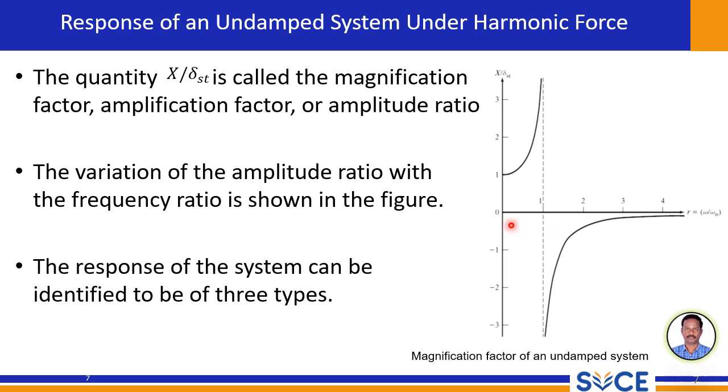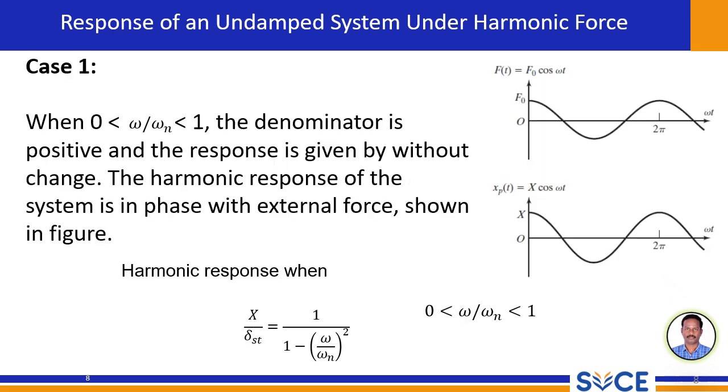Horizontal axis represents frequency ratio, vertical axis represents magnification ratio. As you can see, the graph shows significant change in the magnification factor as the frequency ratio changes. Based on this graph, we can identify three distinct types of responses. That is, we can see it in the next slide. Let's look at the three distinct cases, case by case.